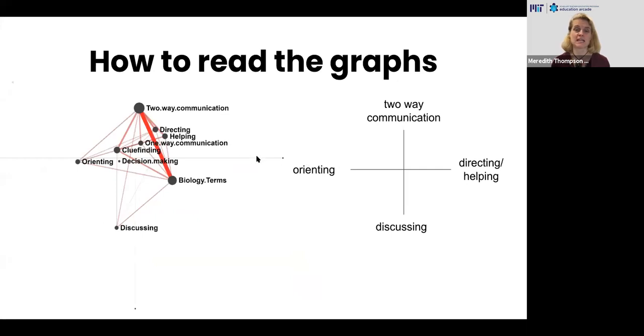Here we see a network diagram, and it puts the different codes as nodes on the diagram, and you can see relationships between the different codes that you're studying. You can also look and see the axes. This one is moving towards two-way communication. This one's moving a little bit more towards discussing. So those show relationships between codes too.